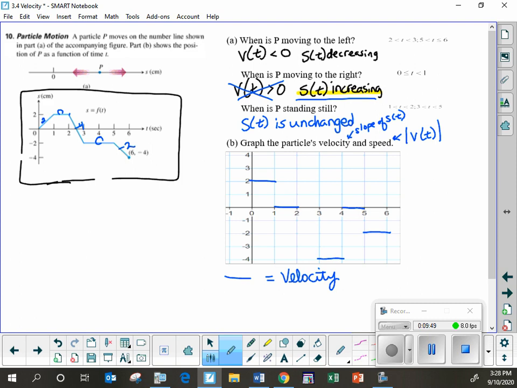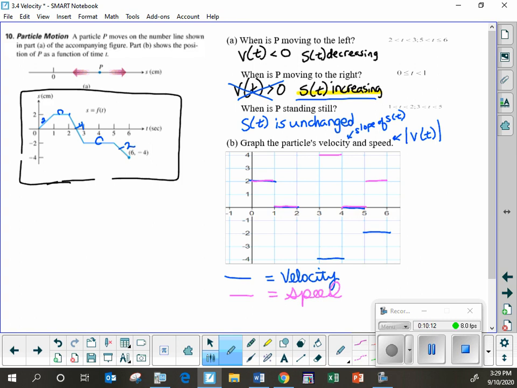Now to do speed, it's going to be easy. It's the absolute value of velocity. So this will come out as a 4 and a 2. And my pink is speed.